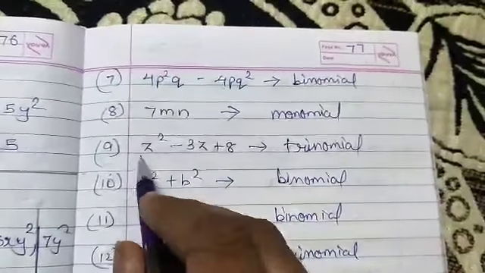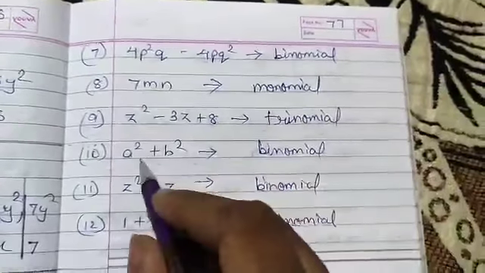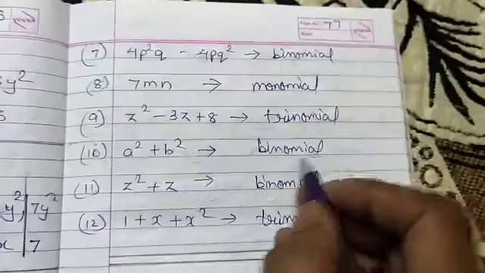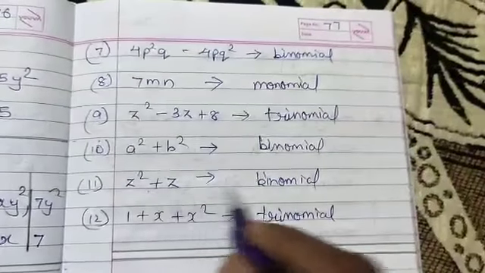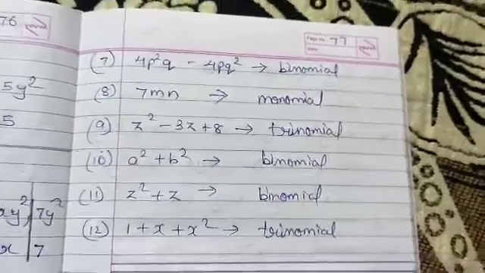Z square minus 3z plus 8, that is 3 terms, it is known as a trinomial. A square plus b square, that is 2 terms, is a binomial. Z square plus z, that is 2 terms, is a binomial. 1 plus x square, that is 3 terms, known as a trinomial.